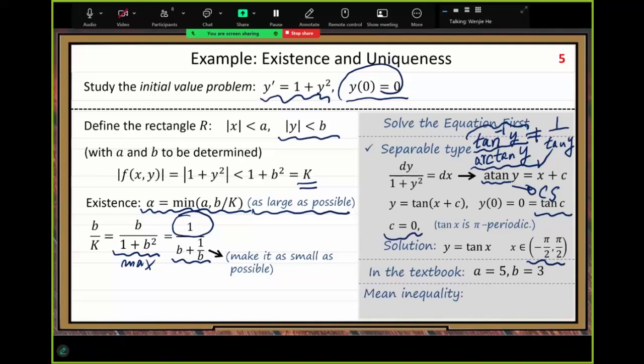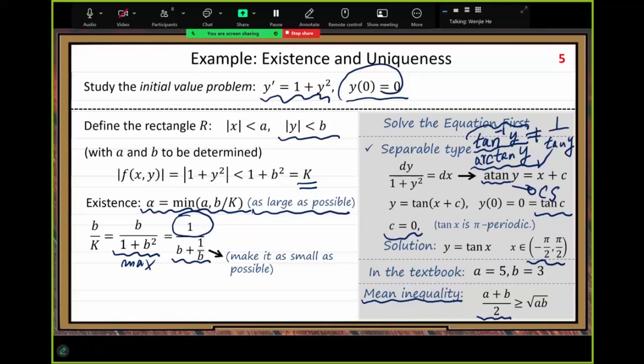So here, how do we make b plus 1 over b as small as possible? Here, I want to talk about a famous inequality called the mean inequality. I don't know if you heard of that or not. In its simple form, first, a plus b over 2 is what we call the arithmetic mean. So what's mean? It's average, right? The meaning of mean is average.